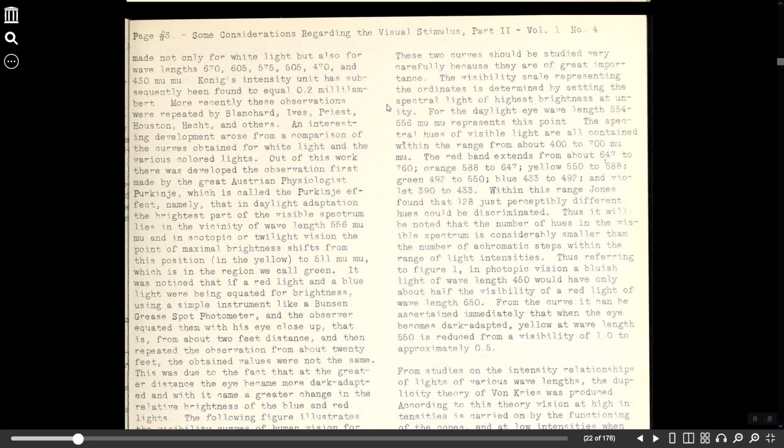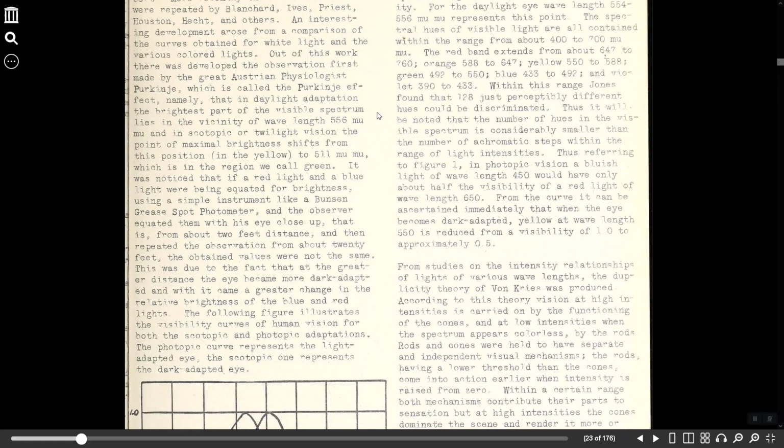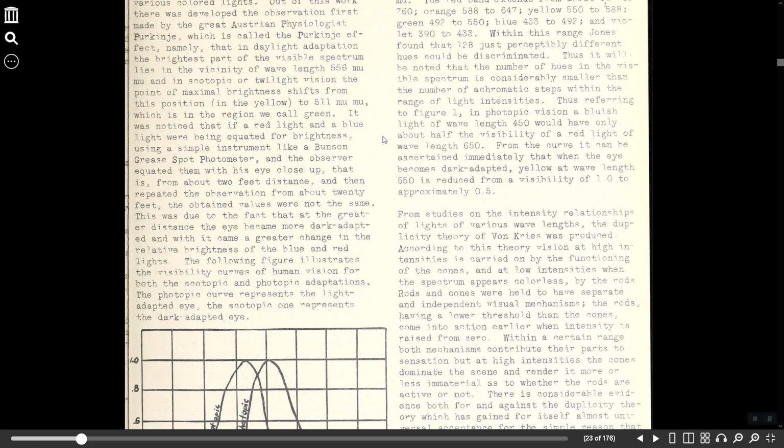An interesting development arose from a comparison of the curves obtained for white light and the various colored lights. Out of this work, there was developed the observation first made by the great Austrian physiologist Purkinje, which is called the Purkinje effect, namely that in daylight adaptation, the brightest part of the visible spectrum lies in the vicinity of wavelengths of 556 mu, and in scotopic or twilight vision, the point of maximal brightness shifts from this position in the yellow to 511 mu, which is in the region we call green.